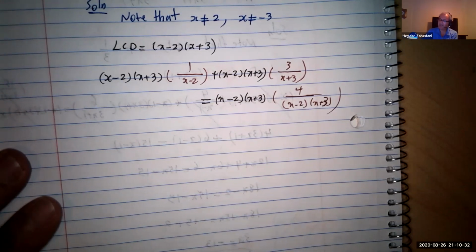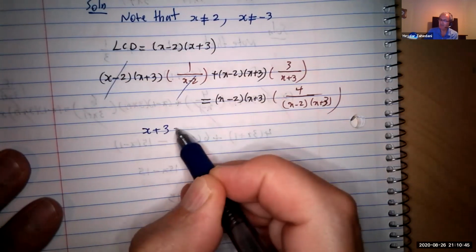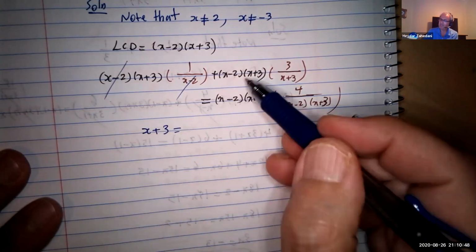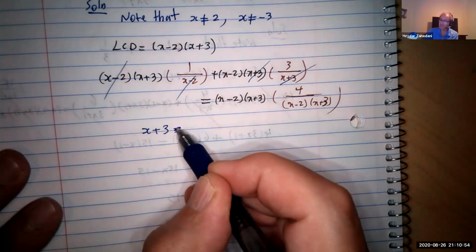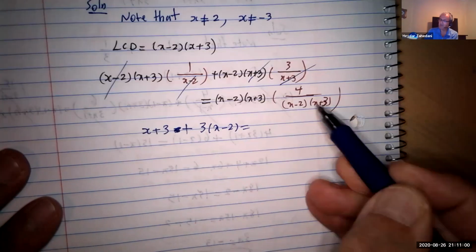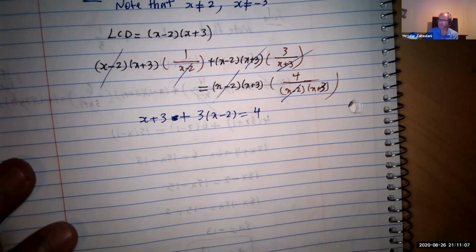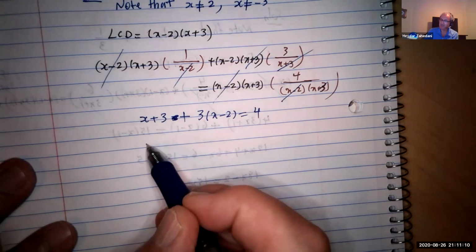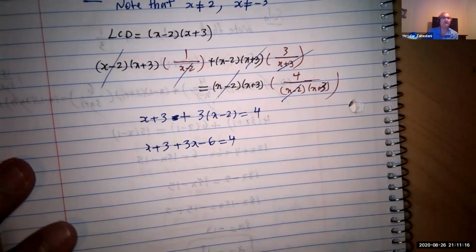Okay, that gives you the chance to simplify as we did for the other ones. Simplify, these two would cancel out. We get x plus 3. And over here, x plus 3 and x plus 3 would be out. So that gives you a plus, sorry, it's a plus 3 times x minus 2 is equal to, this would be out, so we get 4 only. Distribute the 3 inside, so that gives you x plus 3 plus 3x minus 6 equal to 4.